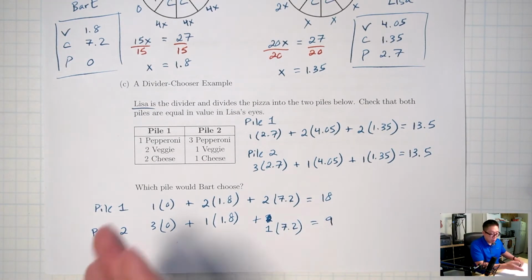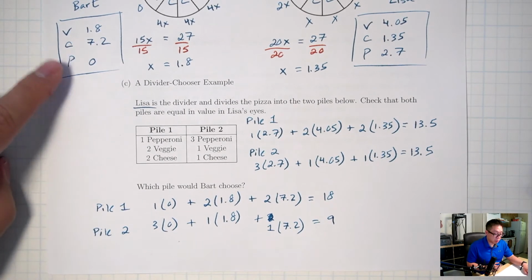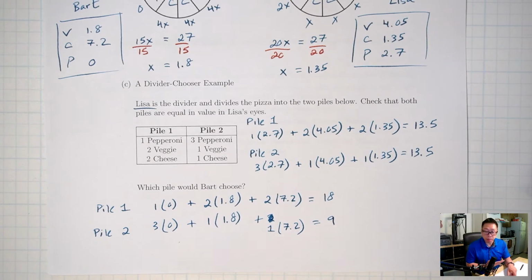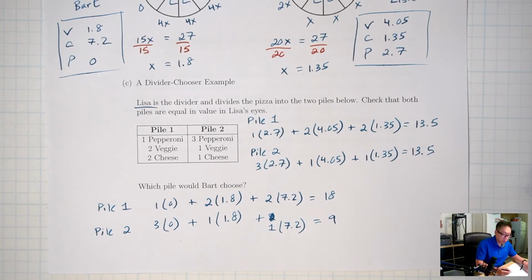Okay, so pile 1 in Bart's eyes is worth $18 worth of pizza. Pile 2 in Bart's eyes is worth $9 worth of pizza. So which pile would he pick? So obviously he's going to pick the one that's worth more. So he's going to pick pile 1. So Bart will choose pile 1.